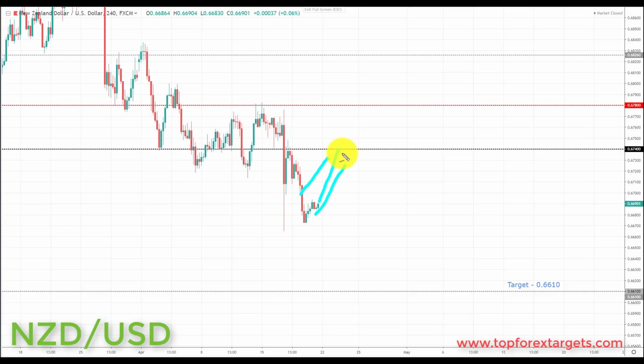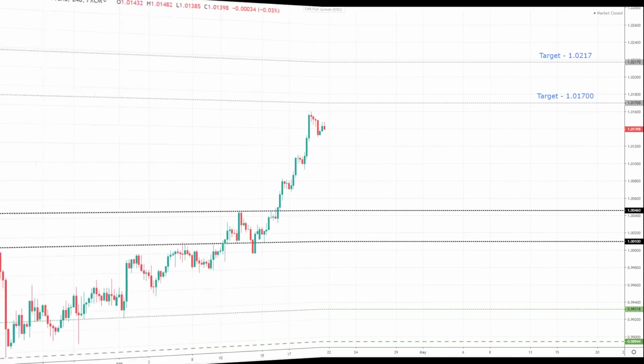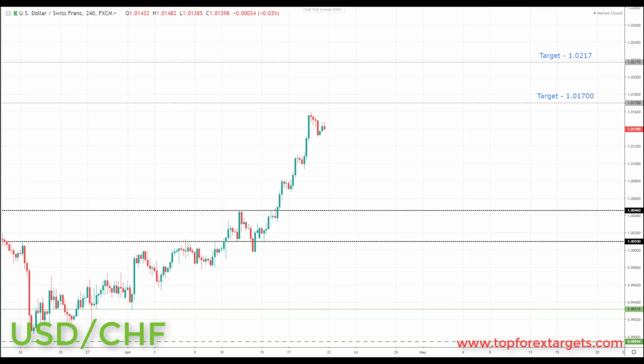to once again start to look for bearish formations and patterns. And we're going to be looking at initiating shorts down towards the next key of support to the downside and the target set at the 0.6610. So the next market we're going to look at is US dollar Swiss franc.